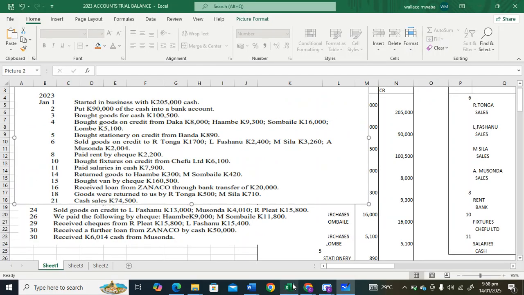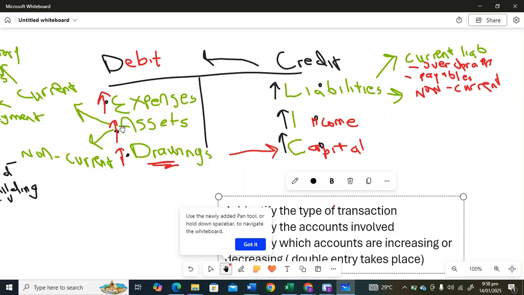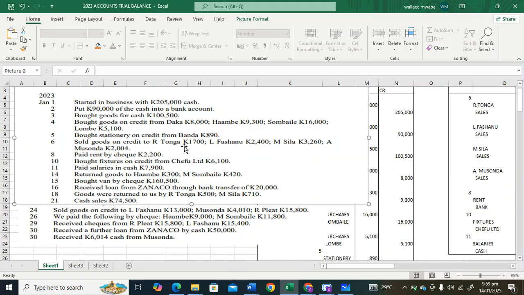Then these people, if cash was exchanged, you would have debited cash because your cash is increasing. Now here, cash hasn't been traded. So you are acquiring a receivable, somebody who owes you money. Somebody who owes you money is regarded as an asset, a current asset. So increase in an asset, you debit. So you're going to debit Aratonga, Elfashanu, Msila, Musonda.